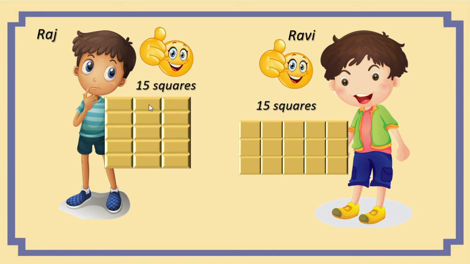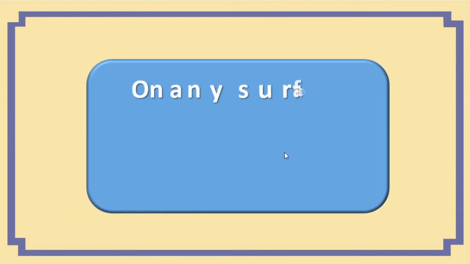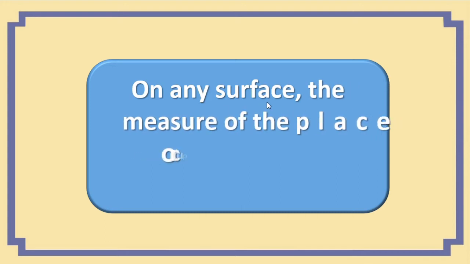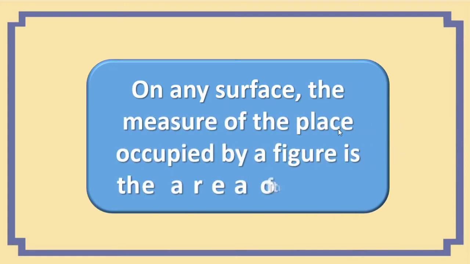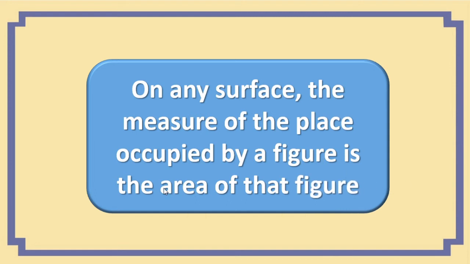This is nothing but the area, the upper surface, that is nothing but the area of this chocolate, and this is the area of this slab. Okay, you can write like this: on any surface, the measure of the place occupied by a figure is the area of that figure. Okay, whatever surface, that is nothing but area of that figure. Okay, we will go through some more examples.